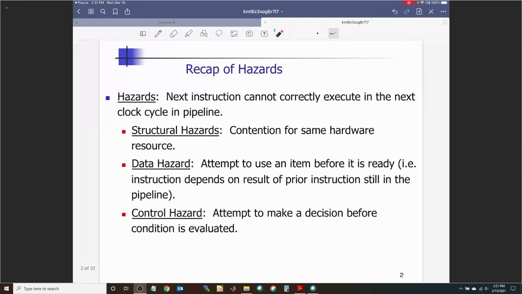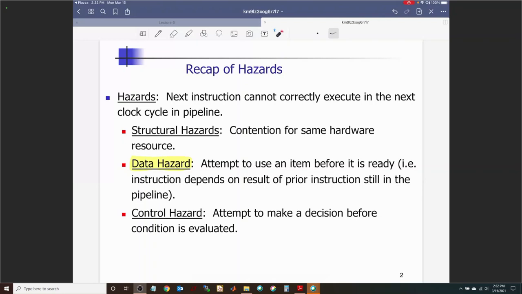So just to recap quickly, hazards are conditions in which you cannot execute the next instruction because you don't have the correct results ready, right? So it cannot be executed correctly in the next clock cycle in the pipeline. Those are hazards, and we talked about the three different types. So far we've been focusing on the data hazard mostly in the last class. We tried to fix that using the register forwarding technique.